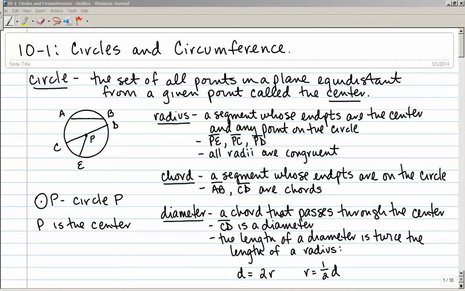And the length of a diameter is twice the length of a radius. And here's a couple little formulas we use for that. So D, the diameter, is 2 times the radius, or we can say that the radius is 1/2 of the diameter.